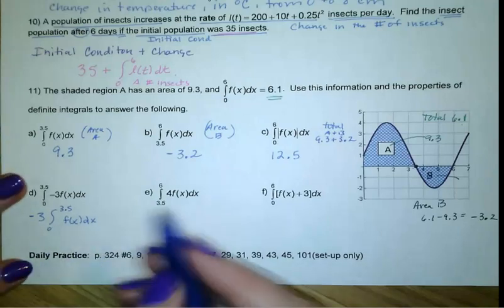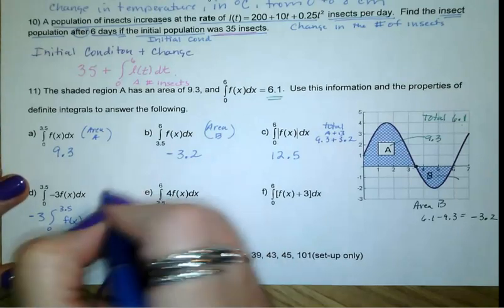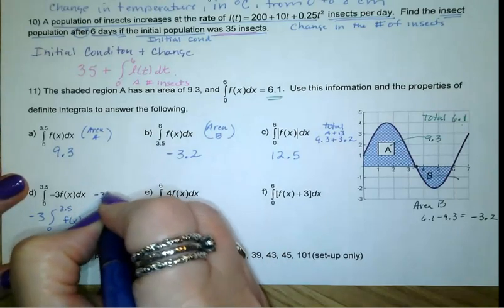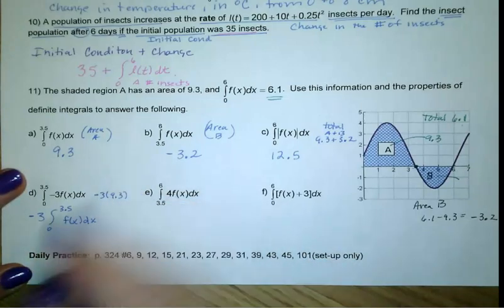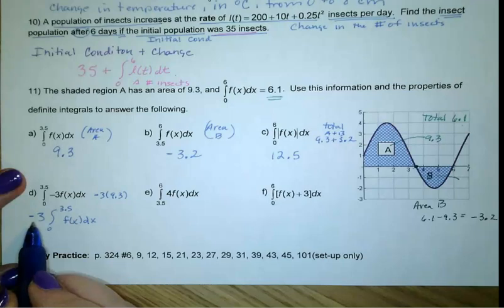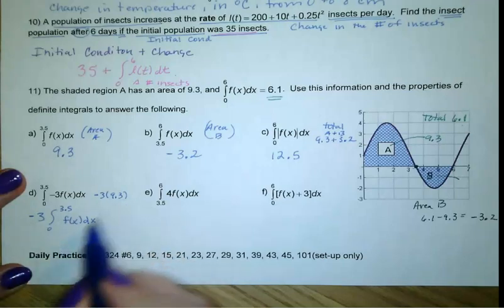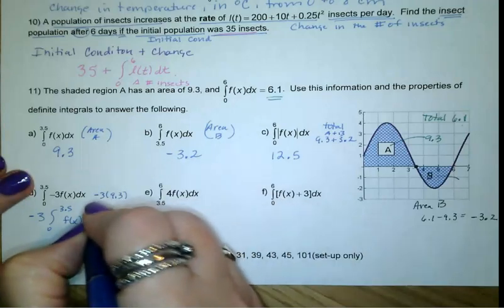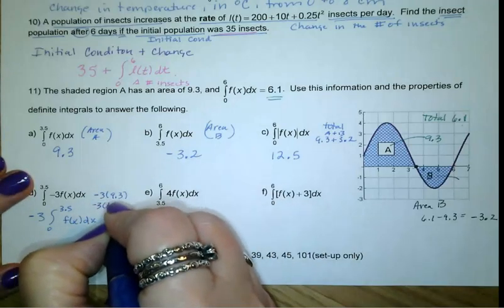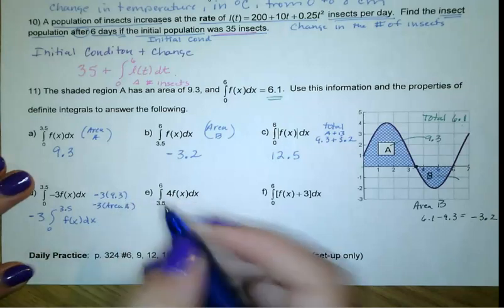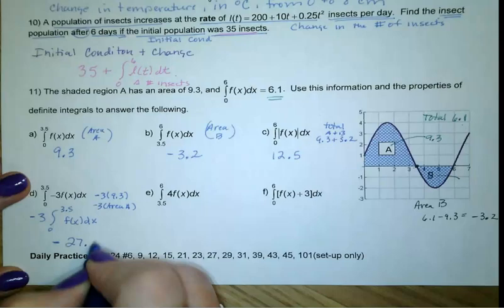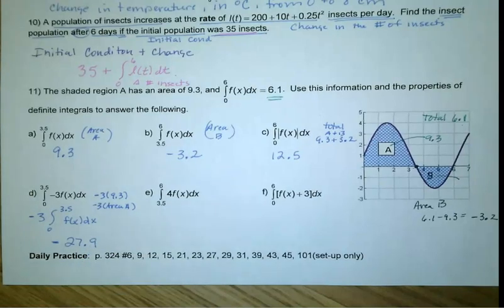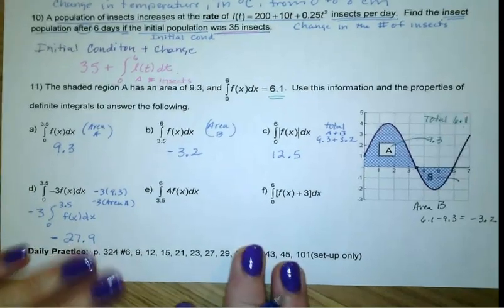So then what I'm doing is taking negative 3 times the area of A, which is 9.3. And because I was able to pull the constant with that negative out in front, all I'm doing is finding area A times negative 3. So when I do that calculation, I get negative 27.9. All right, so then I can move on to E.